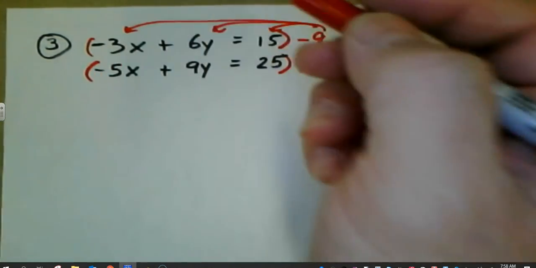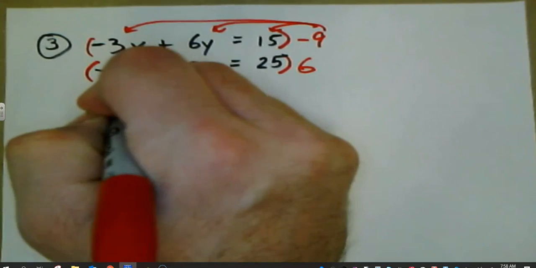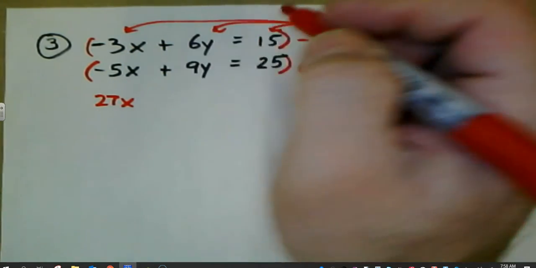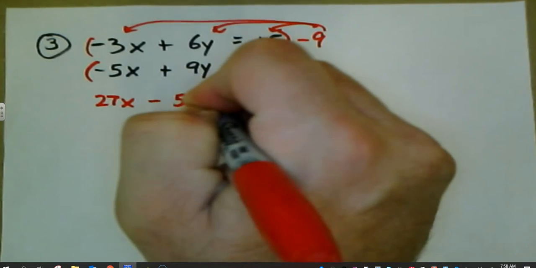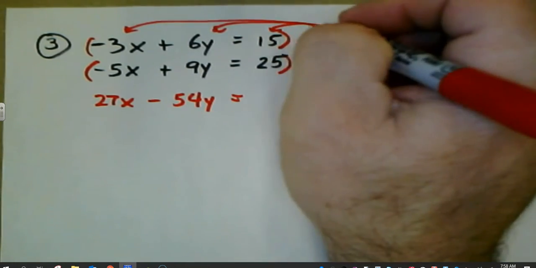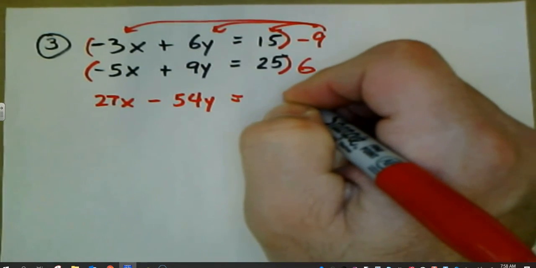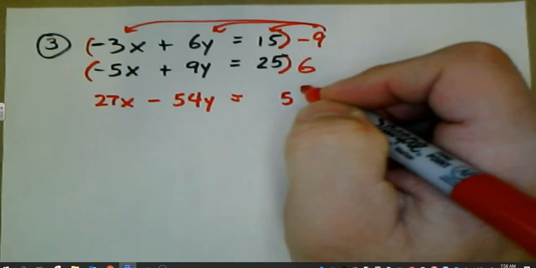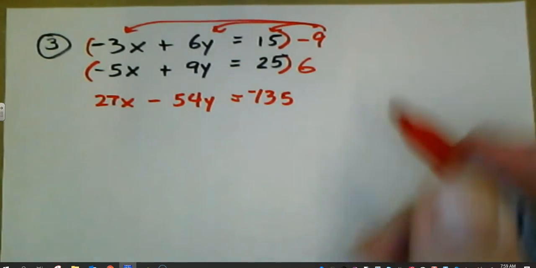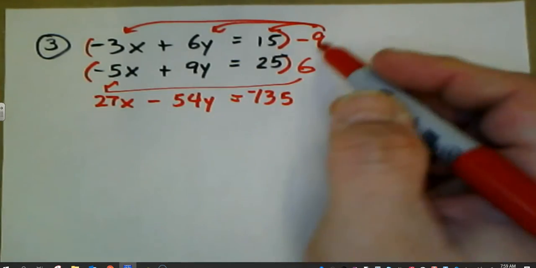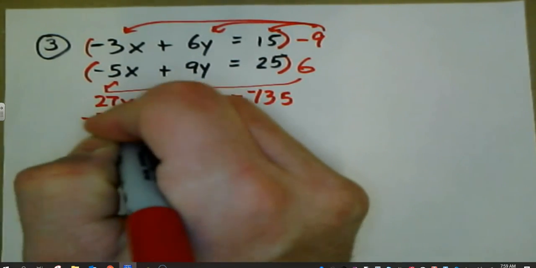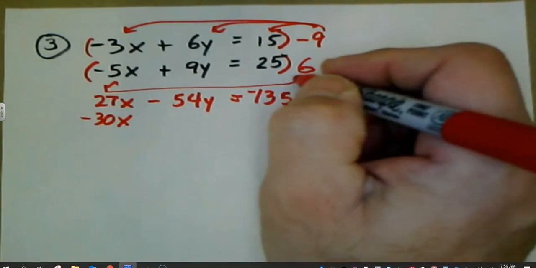All right, negative 9 times negative 3 is 27x. Negative 9 times 6 is negative 54y. Negative 9 times 15, that's negative 135. Somebody check that for me. 6 times negative 5 is negative 30 with an x.